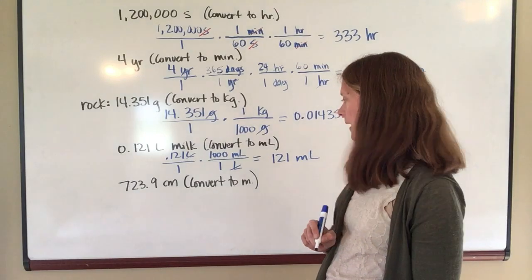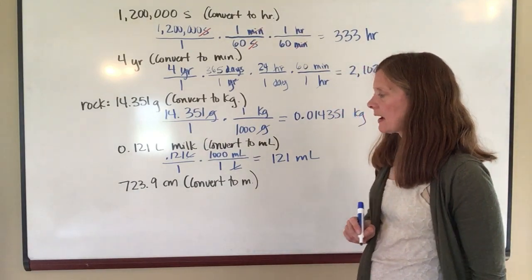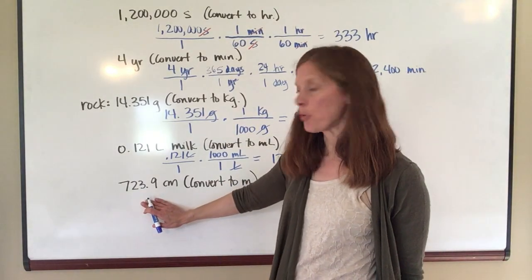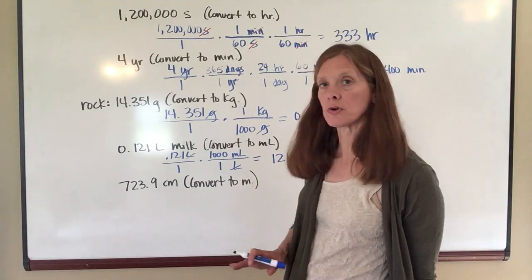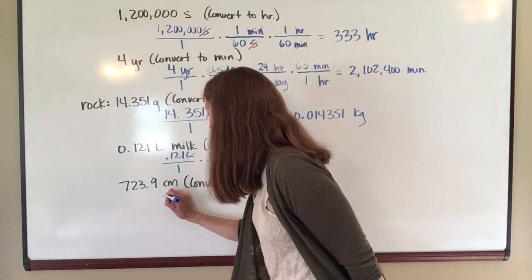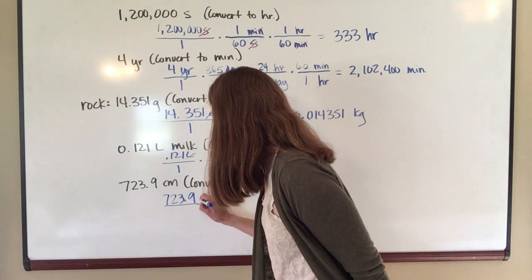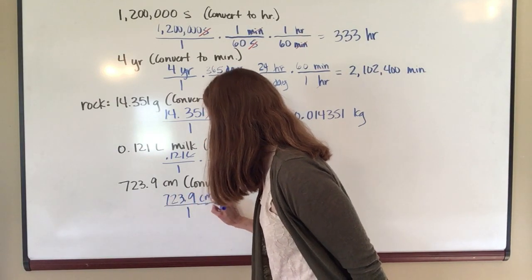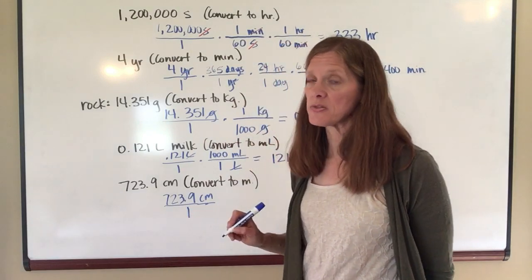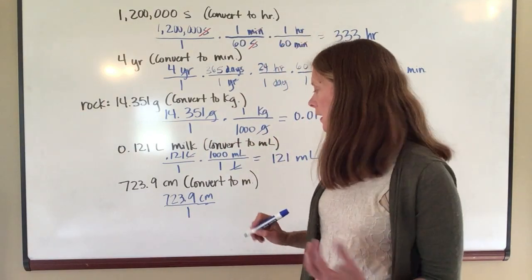Okay? Finally, I have a measurement of 723.9 centimeters. I want to convert that to meters. So you take what they give you, you put it over 1. You have that down yet? I keep saying it. You always take what they give you and you put it over 1.